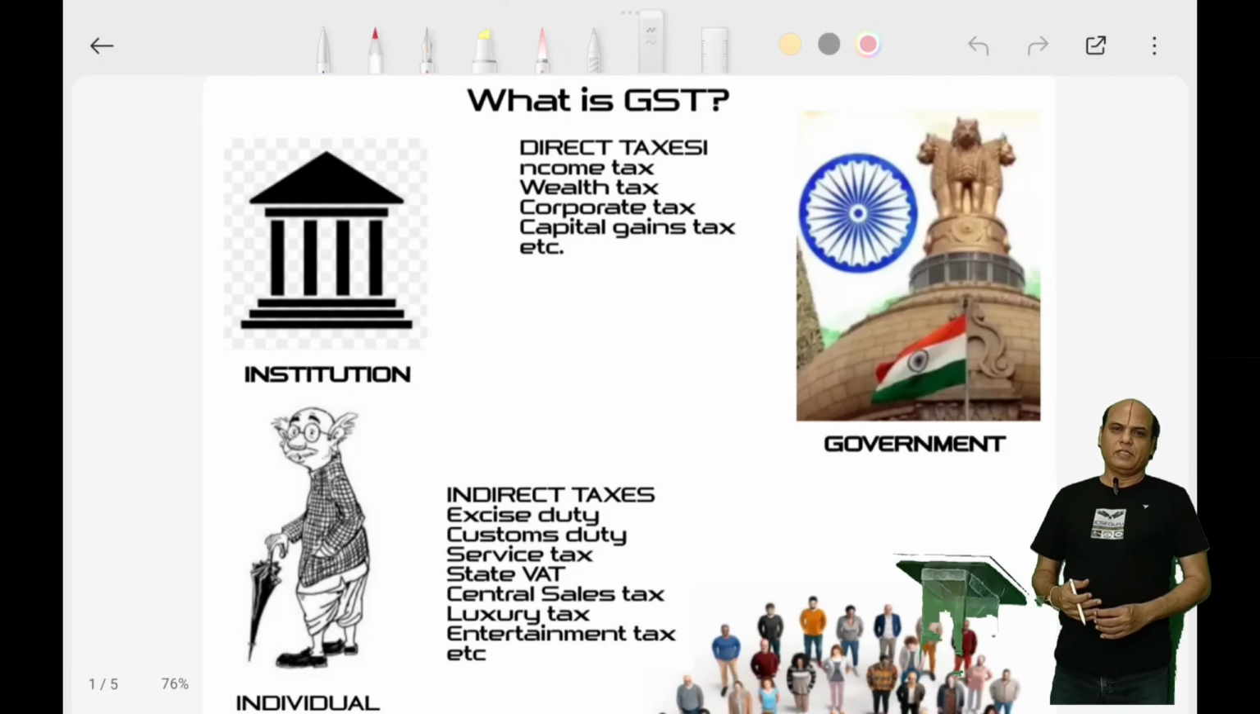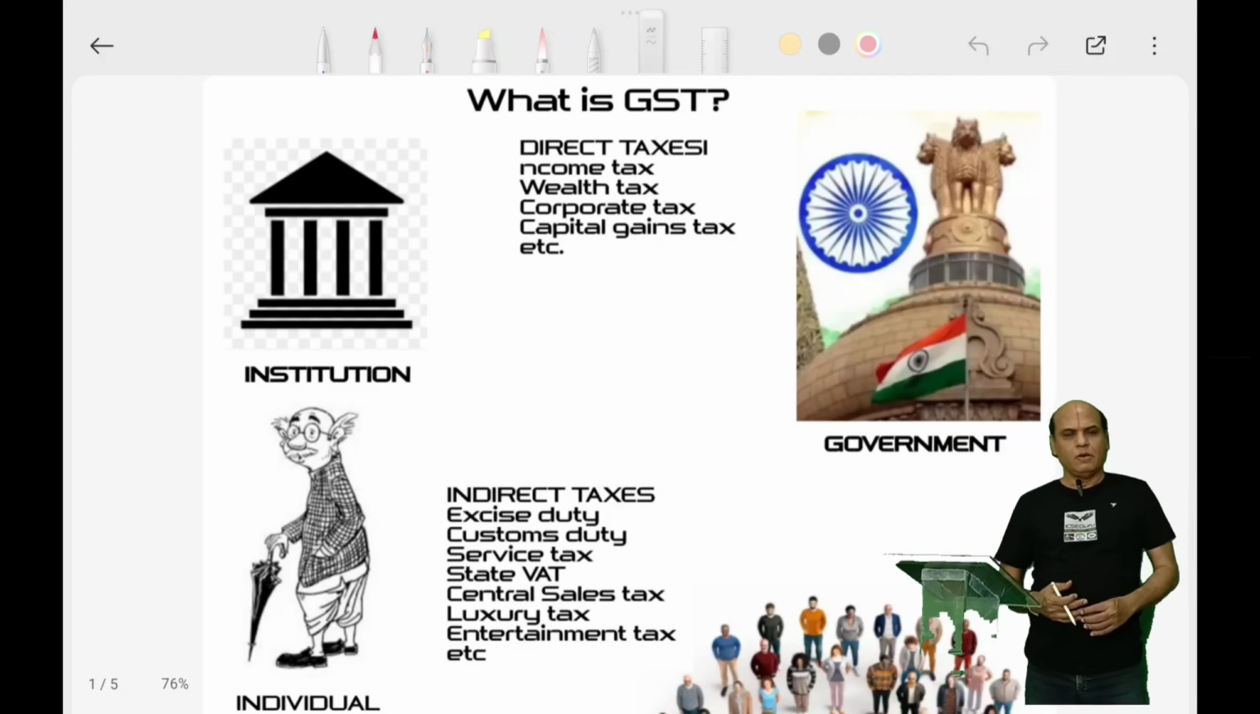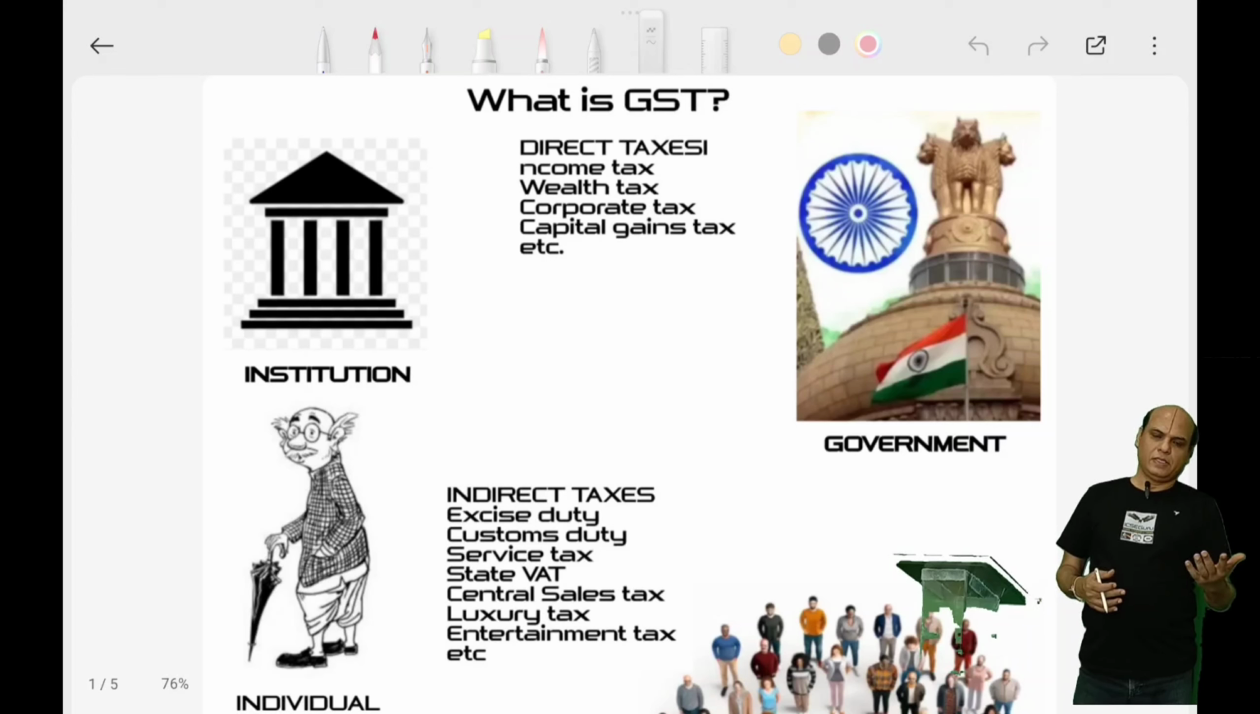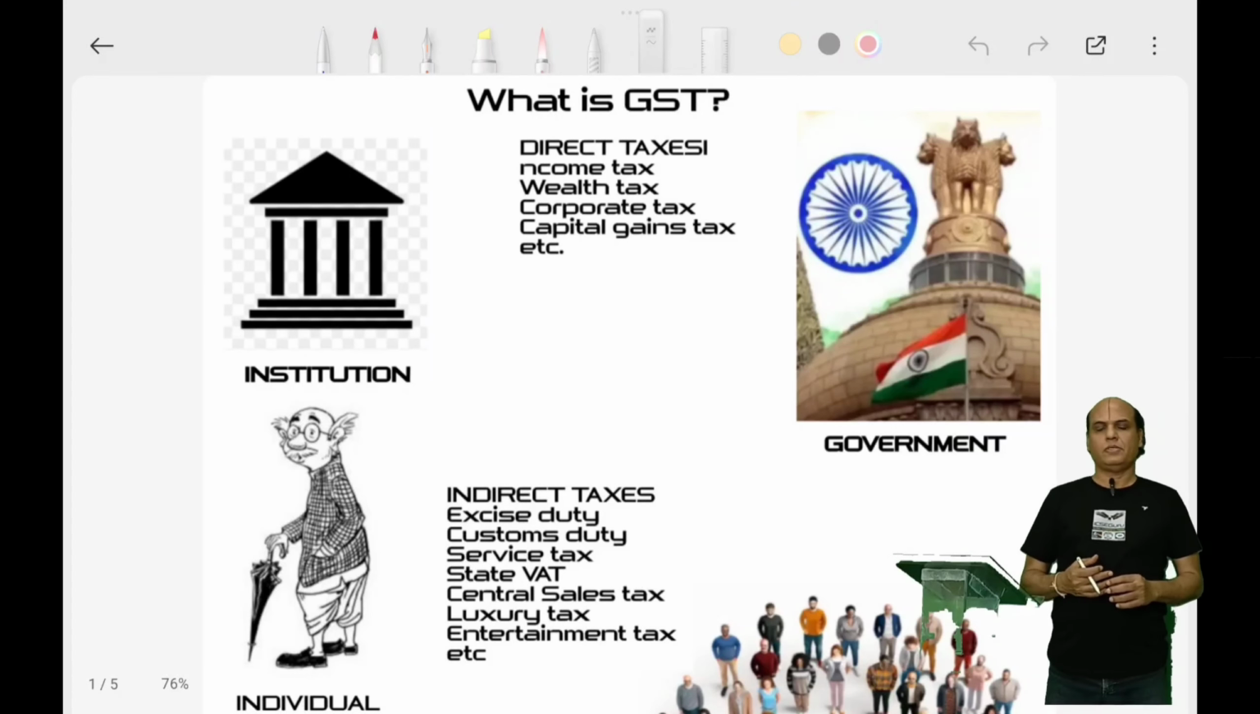Goods and services tax. What are goods? Pen, pencil, rubber, car, fan, light. Any tangible thing that we can use is a good, or called goods.